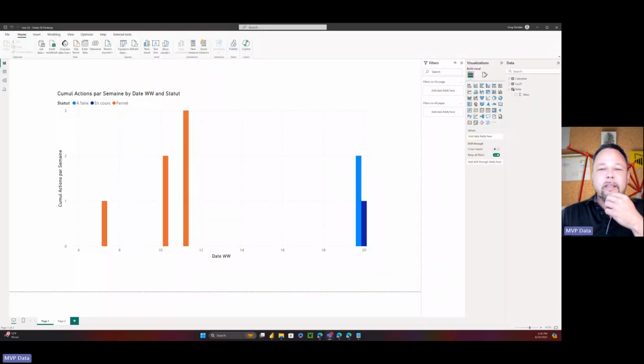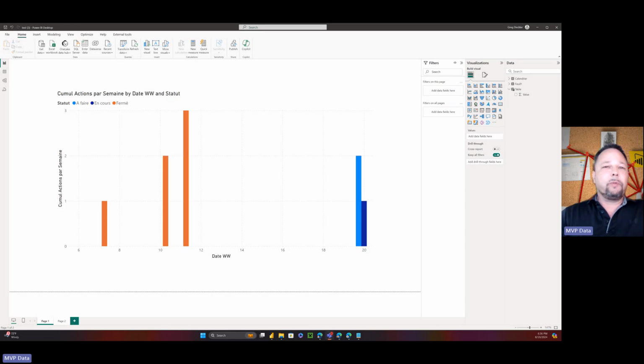My name is Greg Deckler, and today we're going to be talking about disconnected tables. Now, disconnected tables, or the disconnected table trick, I think, is a fairly well-known solution, I guess you could say, or trick, or whatever you want to call it. It's fairly well known in the Power BI community, but I think a lot of people that are new to Power BI often don't think about this as a solution.